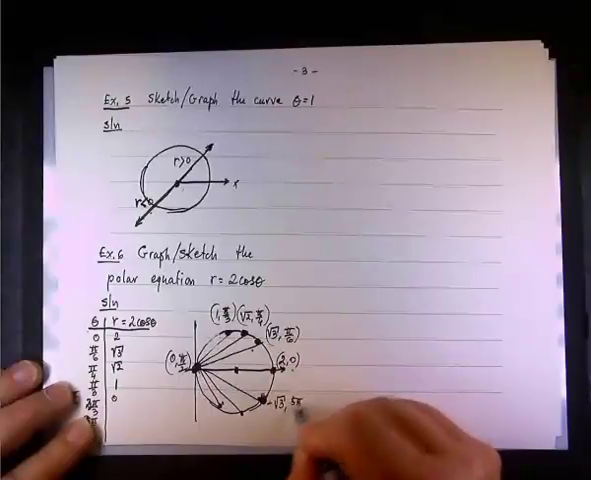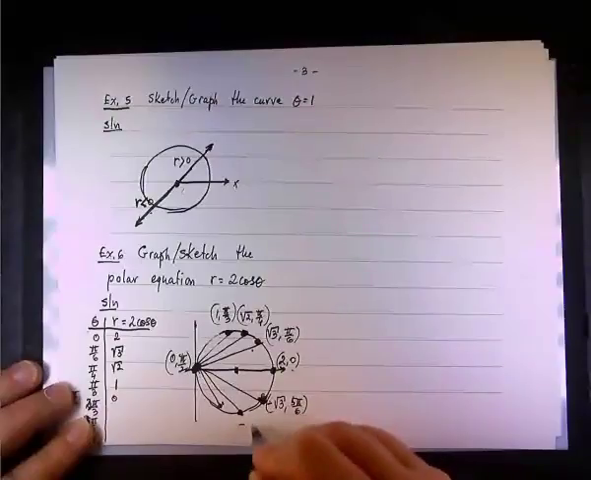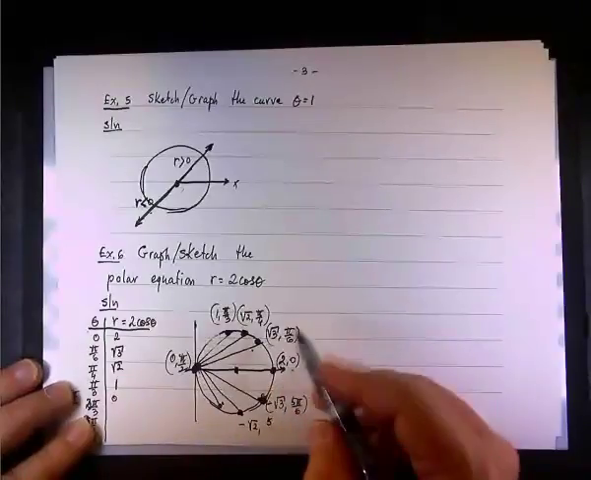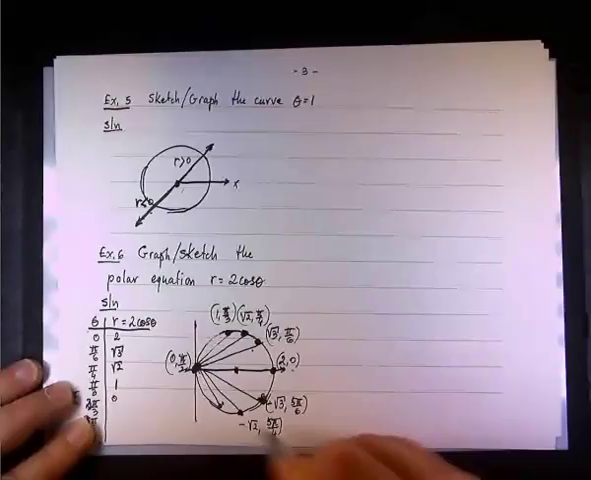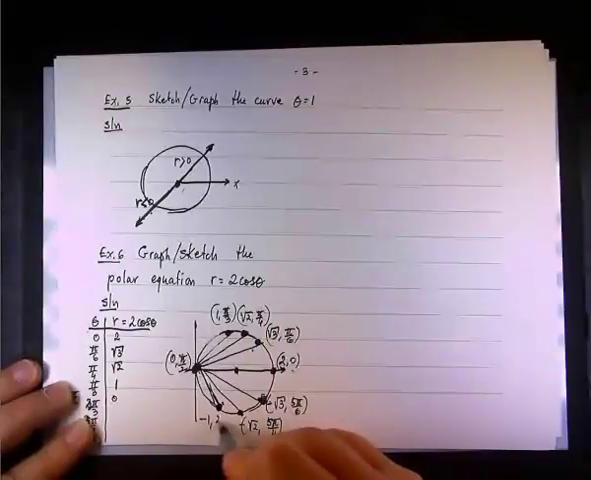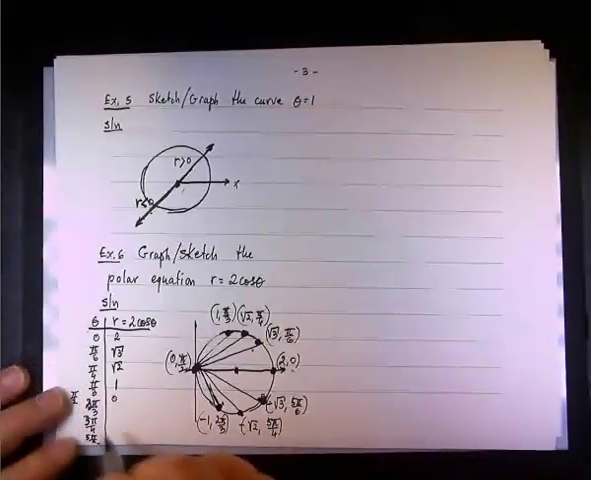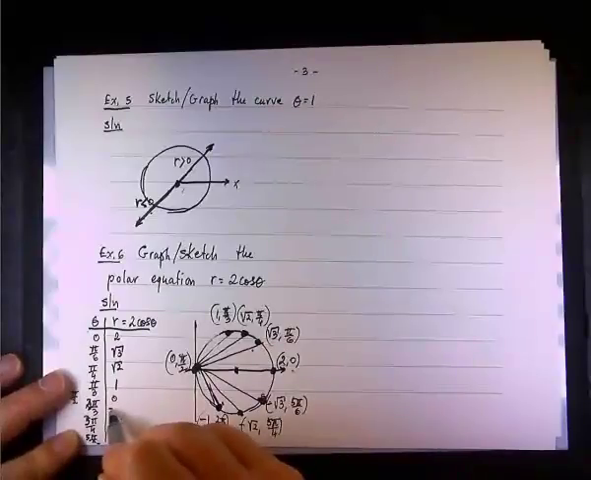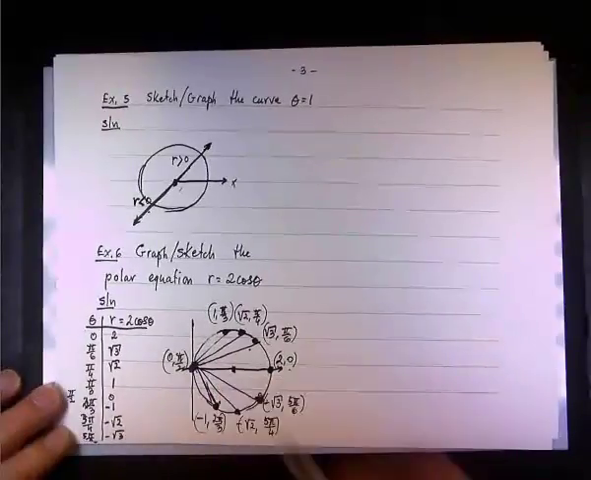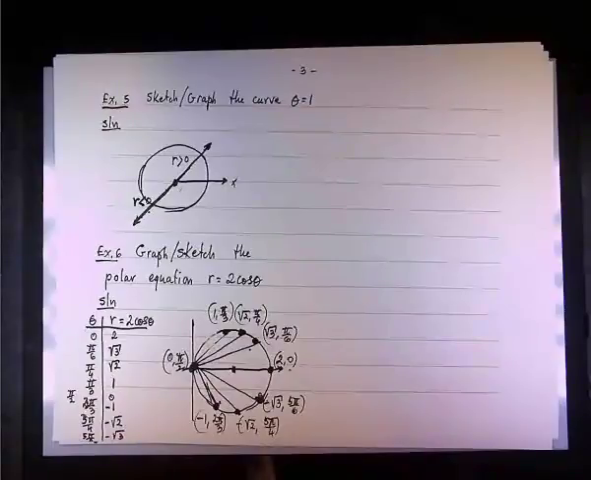For instance, this point corresponds to negative square root of 3 and 5 pi over 6. This point will correspond to negative square root of 2 and 5 pi over 4. And this point corresponds to negative 1 and 2 pi over 3. So this would be negative 1, negative square root of 2, this would be negative square root of 3. So we end up having a circle like that. So it turns out that r equals 2 cosine theta is a circle.